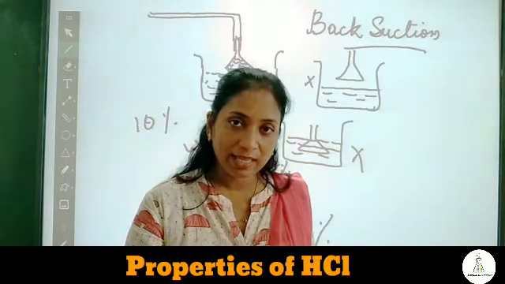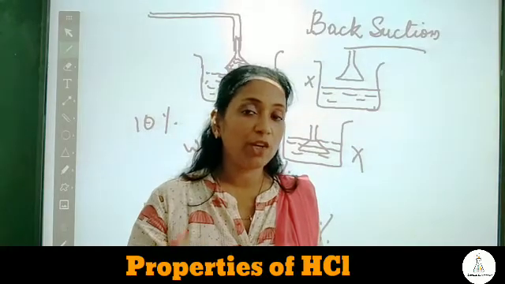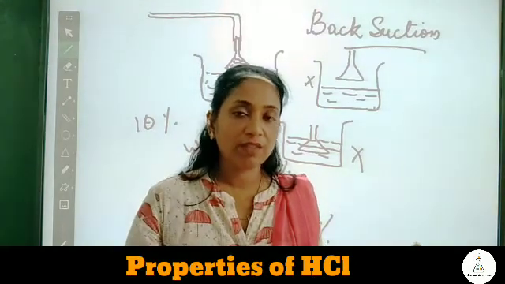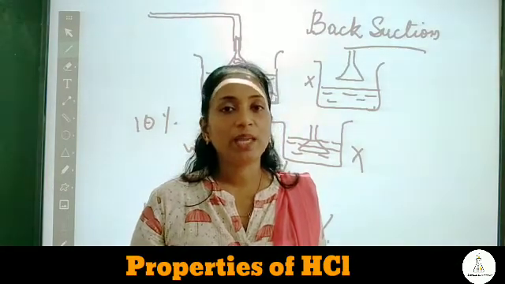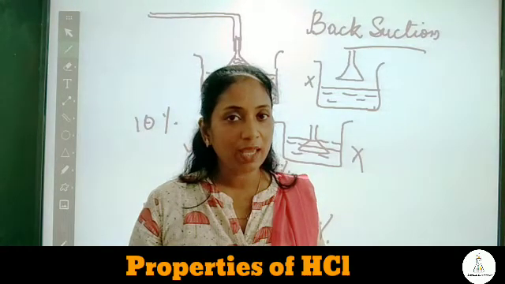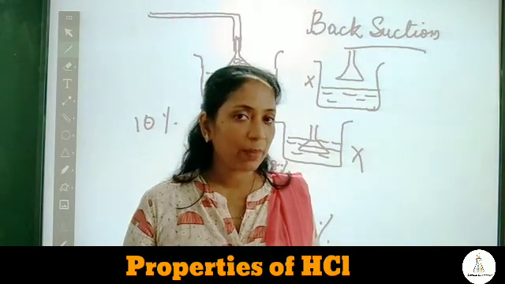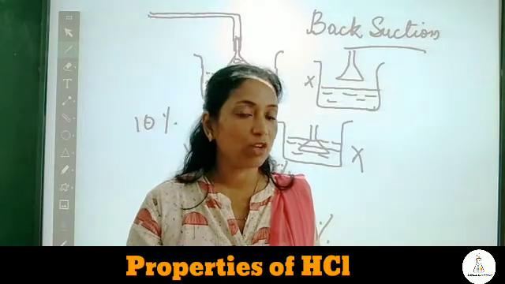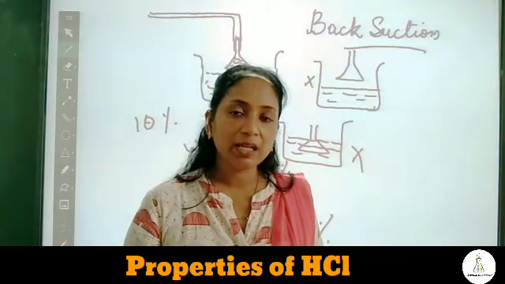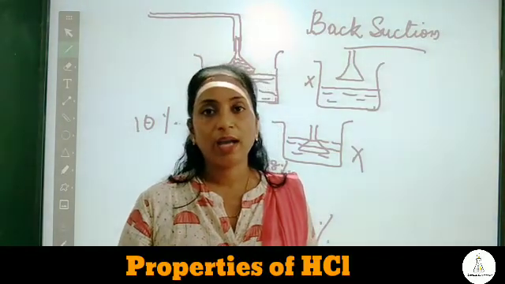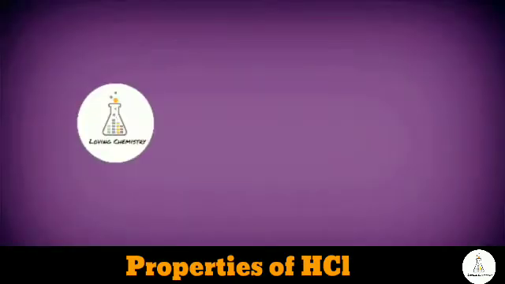So dry HCl gas, liquefied HCl gas, or HCl gas dissolved in toluene, neither of the three will change the color of the blue litmus paper into red, showing the non-acidic properties. Why? Because of the lack of hydronium ion there. And hydronium ion can be formed only when HCl gas dissolves in water. Okay, and in the next video we will come back to do the chemical properties of hydrochloric acid and hydrogen chloride gas both together.